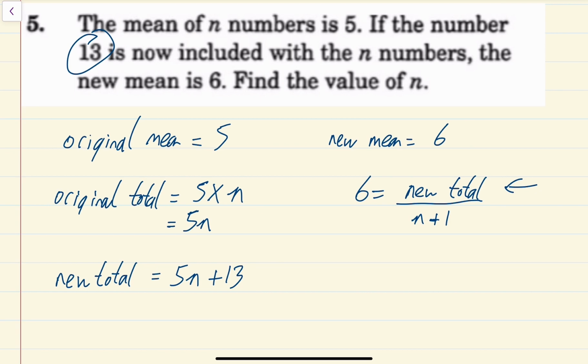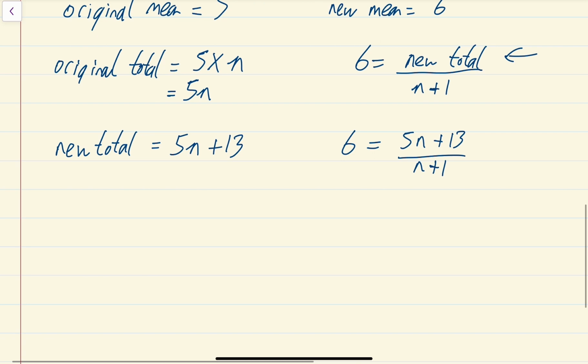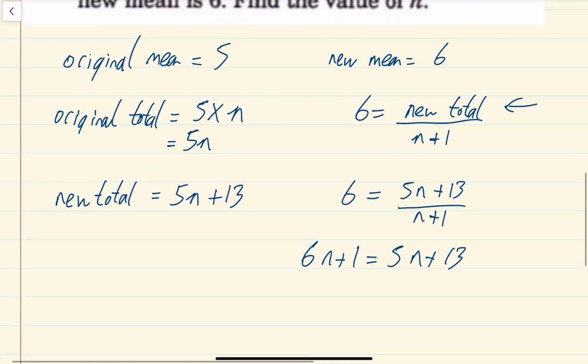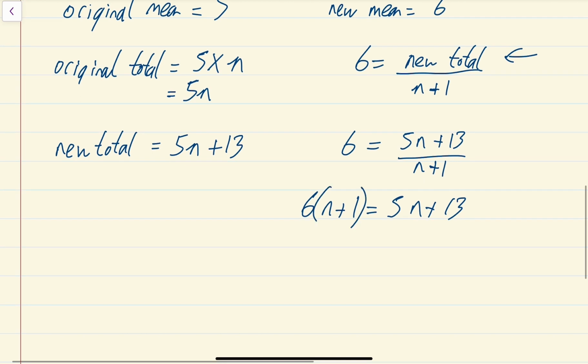So we can go back to our equation. It's now 6 is equal to 5n plus 13 over n plus 1. And then, very similar to your last example, we just multiply across. That n plus 1 multiplies across. This is one of my bugbears: writing it without a bracket is incorrect. You need the brackets. The 6 is not just multiplying n, it's multiplying the n and the plus 1. Then multiply your bracket, and you'll have 6n plus 6 is equal to 5n plus 13.